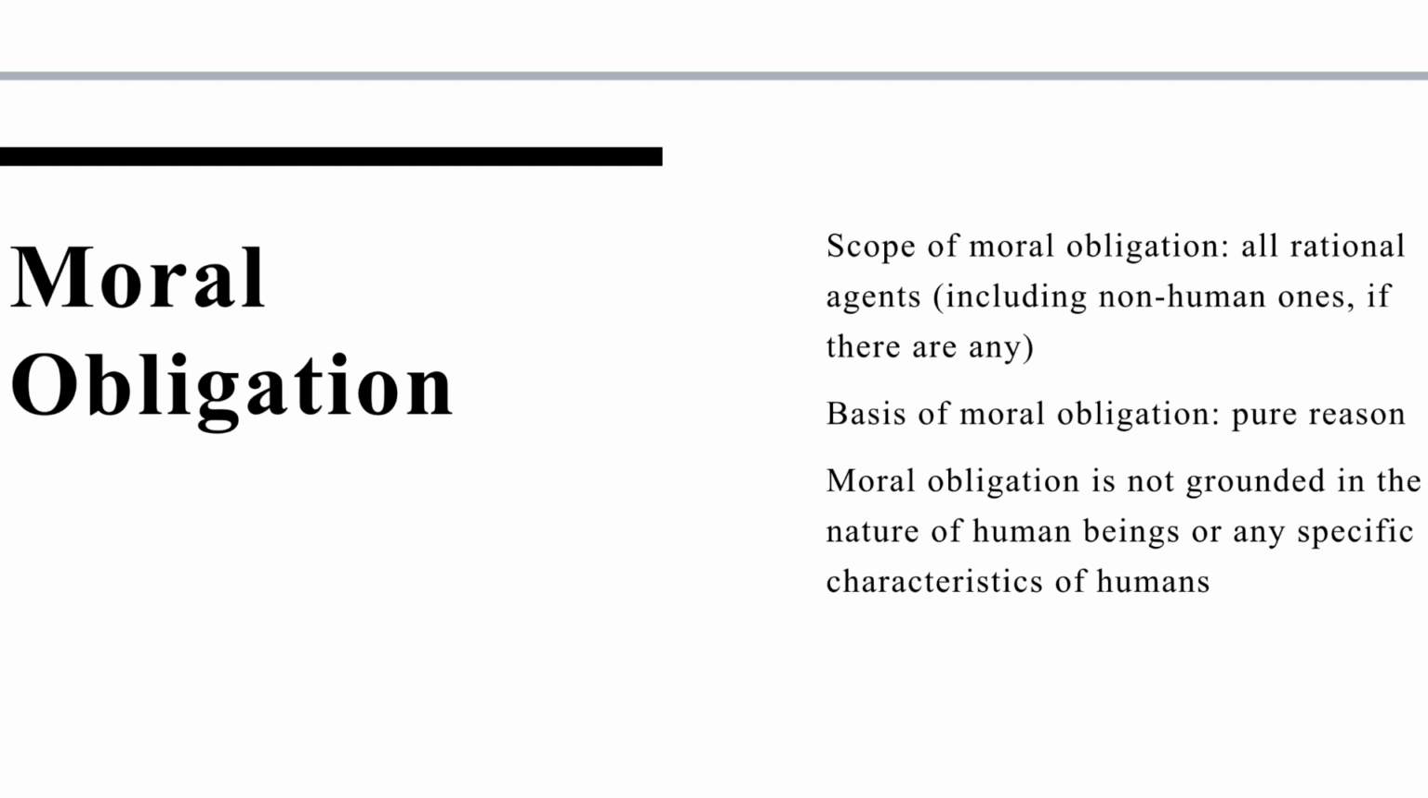So what is this moral obligation based on? Kant rejects the idea that the basis of moral obligation lies in the nature of human beings. So he thinks that moral obligation is not grounded in human nature. Instead, he argues that the basis of moral obligation, the grounding of moral obligation, should be pure reason, specifically practical reason. So unlike utilitarianism, which ties moral obligation to what humans desire.